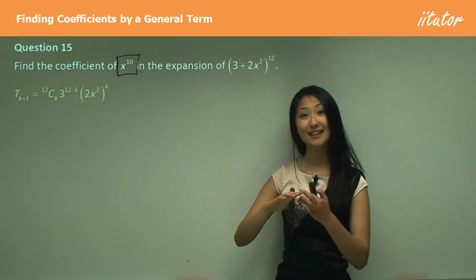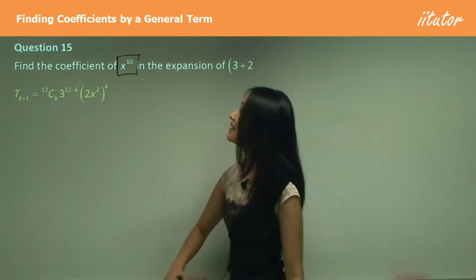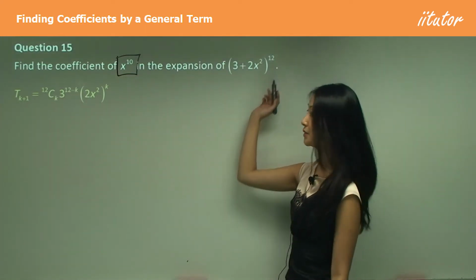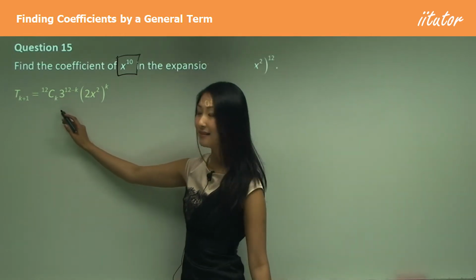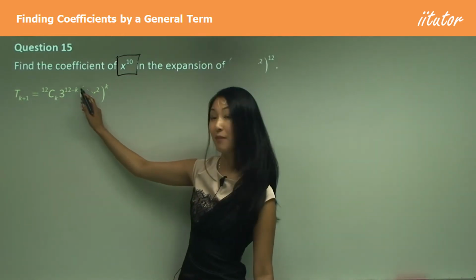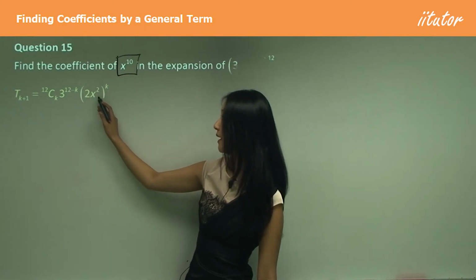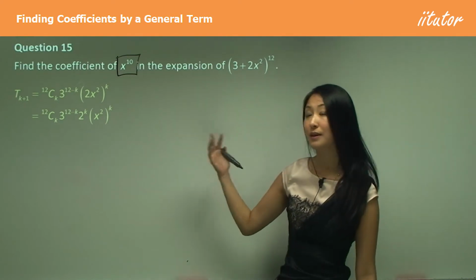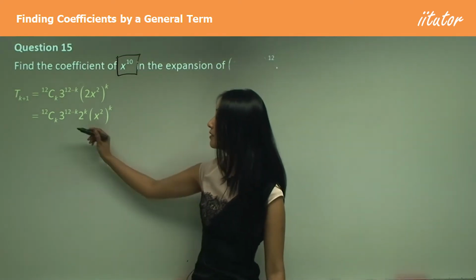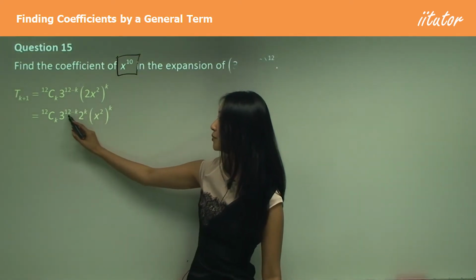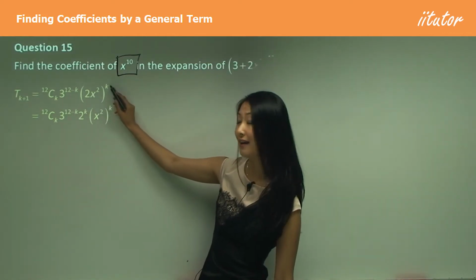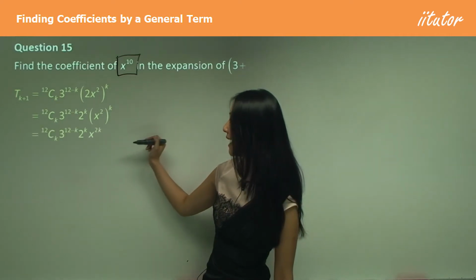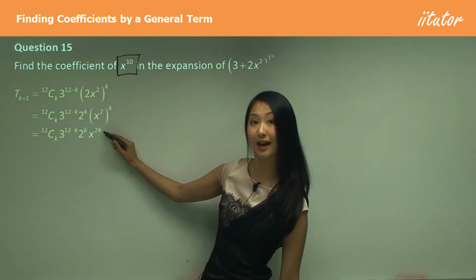So the first thing is I need to write out the general term. I know that T(k+1) is going to equal, the index here is 12, so 12Ck, 3 to the power of 12 minus k, and (2x²) to the power of k. And I'm just going to simplify that a little. So this becomes 3 to the power of 12 minus k. This is 2 to the power of k. This is (x²) to the power of k, which is the same as x to the power of 2k.